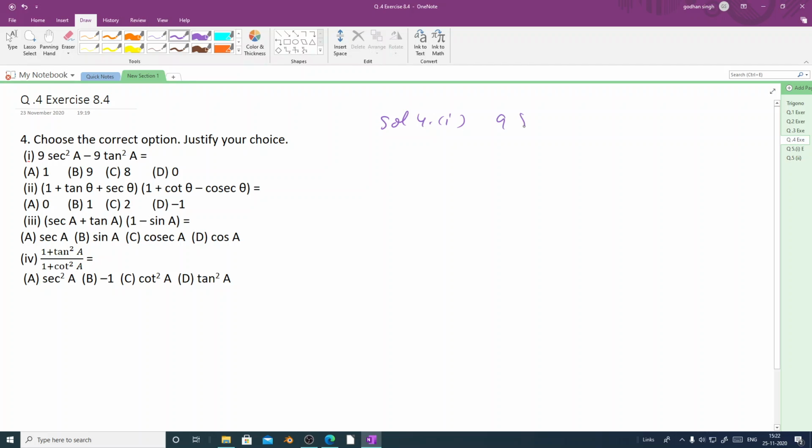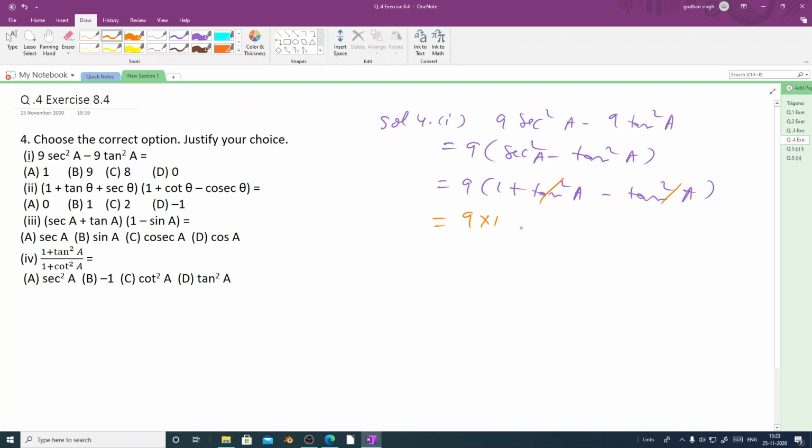What we are having is 9 sec square A minus 9 tan square A. 9 can be taken out common: sec square A minus tan square A. From our study of identity we have seen that sec square A can be written as 1 plus tan square A. So we can rewrite the sec square as 1 plus tan square A and keeping this minus tan square A as it is. So tan square A minus tan square A will cancel each other and we will be getting 9 into 1, that is 9. So the answer of first part is option number B.